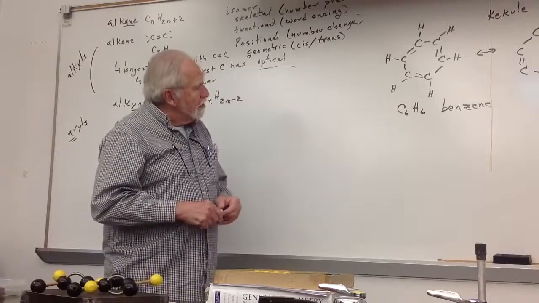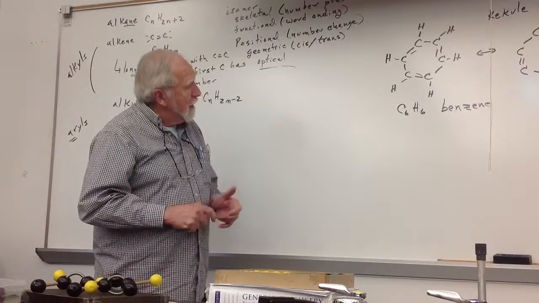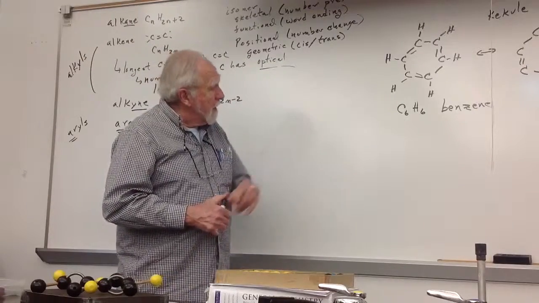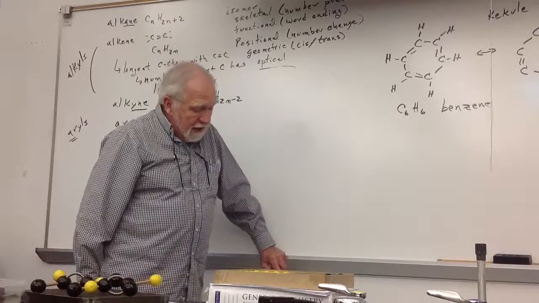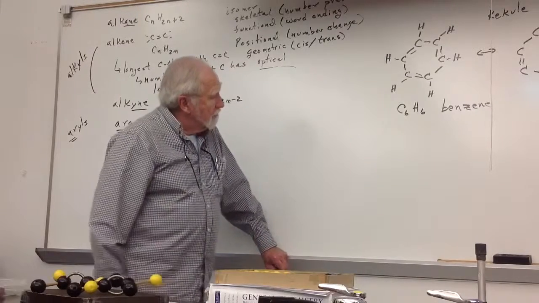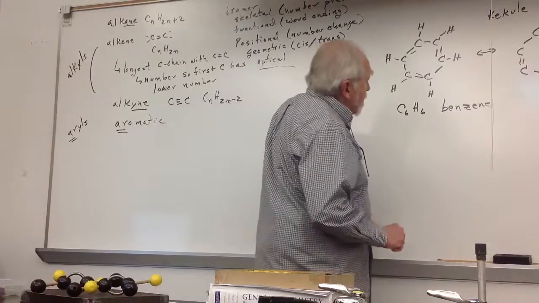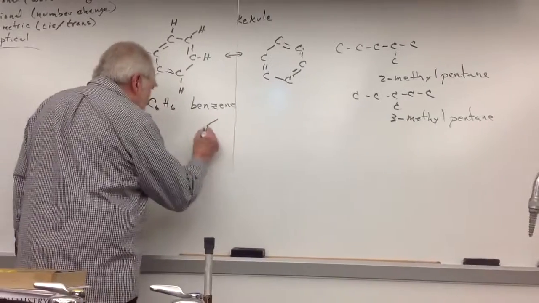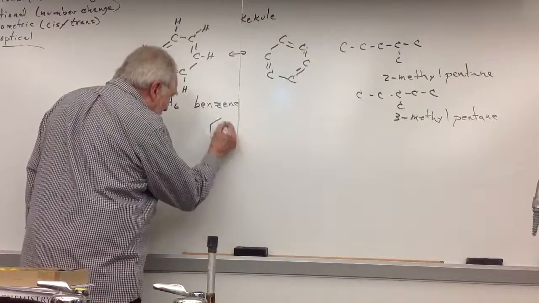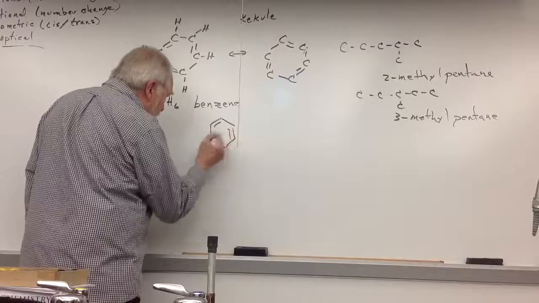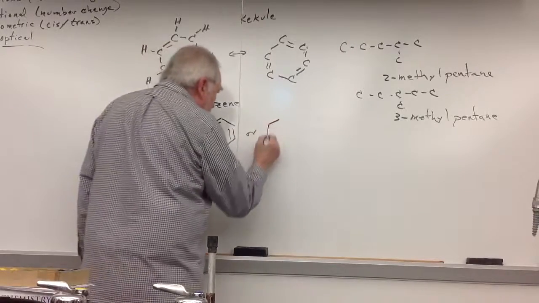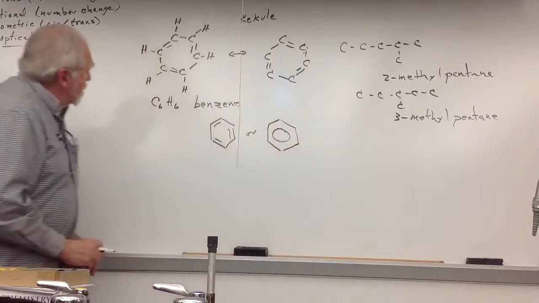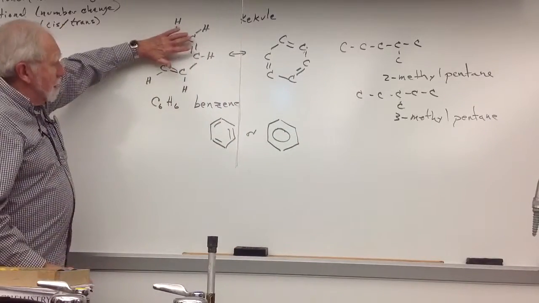But this is the benzene ring. It's an aromatic compound, has a very strong smell, and it has a high bond energy, so it burns with a lot of heat when you burn it. We could do these Kekulé structures. You usually don't put in the hydrogens, and you usually just do this. Either this or this, because these atoms are all in the same plane.